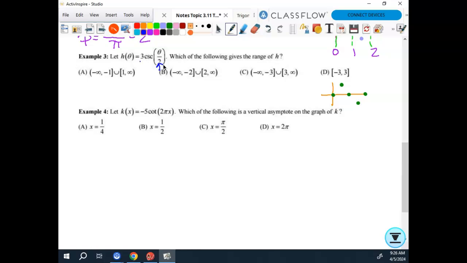Is this going to affect my range? Yes. For the parent function, this point and this point, because this is what the graph looks like, right? This point and this point are at 1 and -1. Where are they going to be now? 3 and -3. So my answer is what? C.